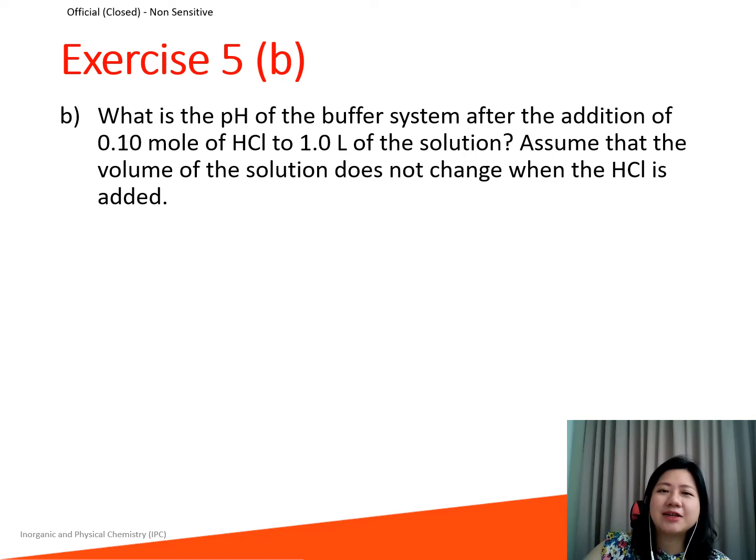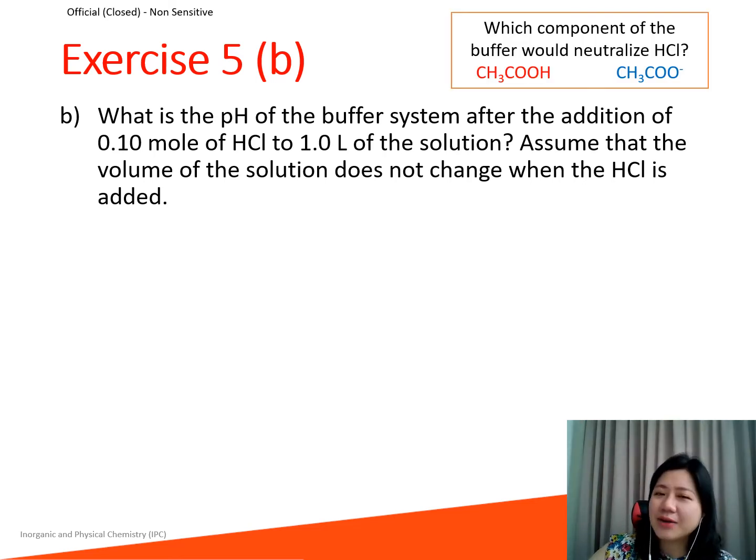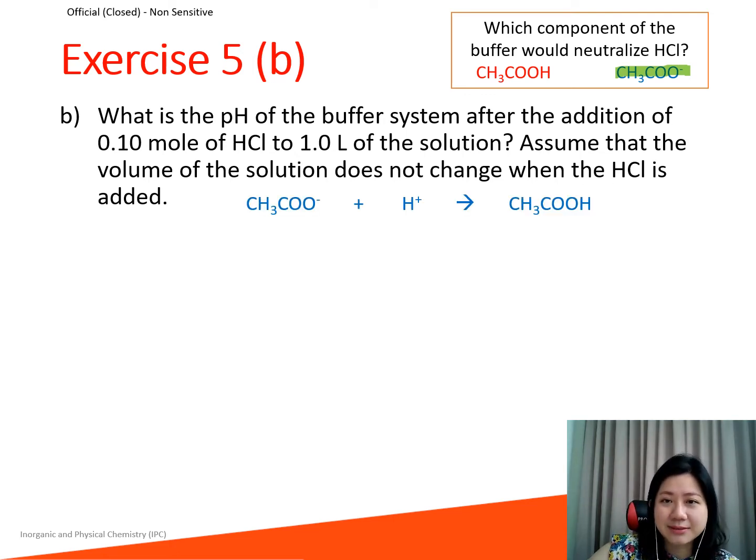Now, what happens if 0.1 mole of HCl is added to 1 liter of the buffer solution? Can you identify which component in the buffer would react with HCl to neutralize it? CH3COO- is a base, so it can react with the added acid. Let's write the equation of the reaction that occurs. I've written a simplified equation using H+ to represent the acid.